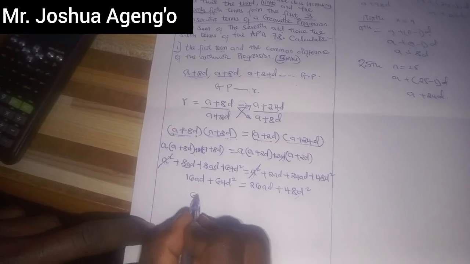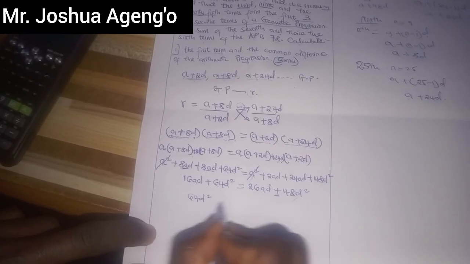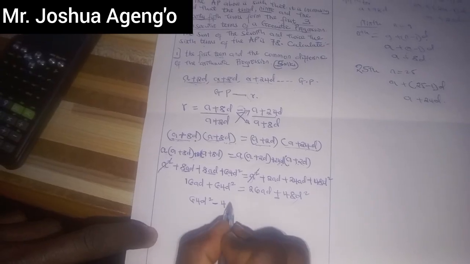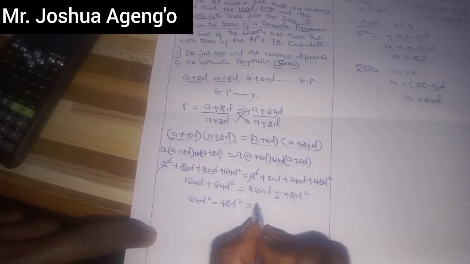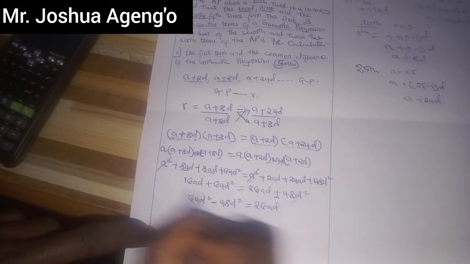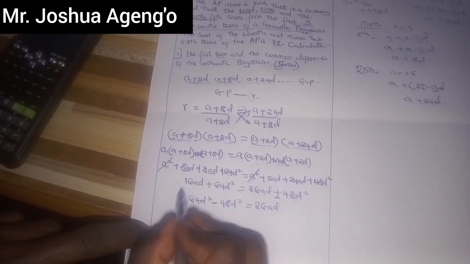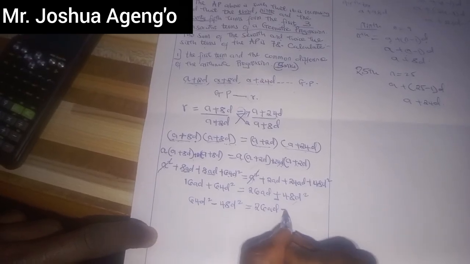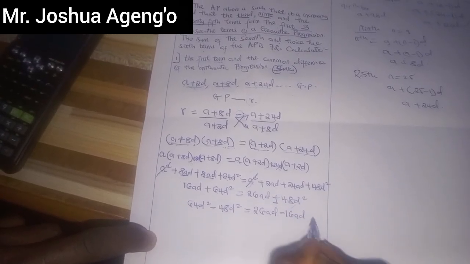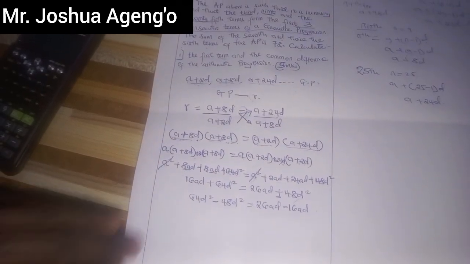such that I will have 64d squared. When it comes here, this is a plus, so it will be a minus 48d squared is equal to, if I bring this 16ad here it will be 26ad. Here there is a silent positive sign, so when a positive sign crosses an equal sign, it becomes negative. So I'll have minus 16ad. Very, very important. The mathematics is flowing.